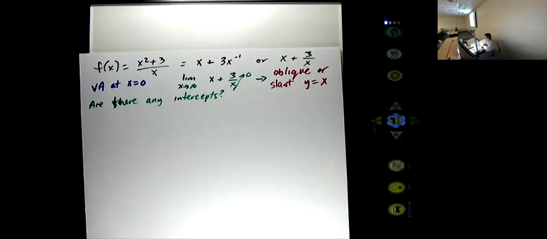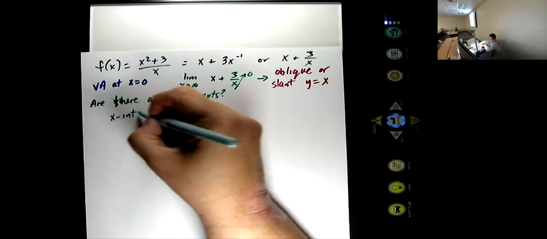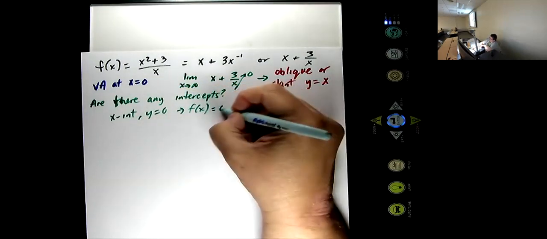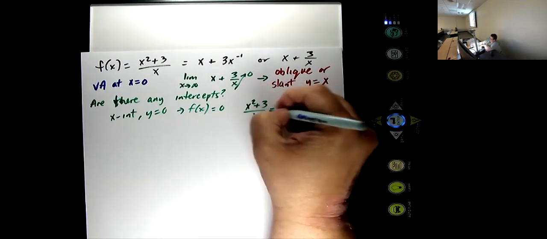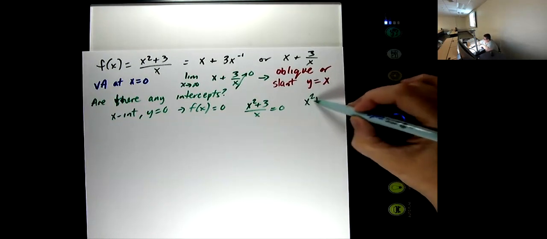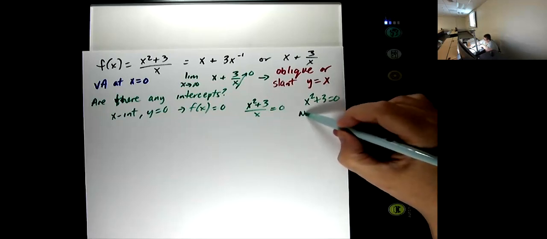What about x-intercepts? How do we find the x-intercepts? Set equal to 0. X-intercepts are when y equals 0. So f of x equals 0. So I've got (x squared plus 3) over x equals 0. It can only be 0 when the top equals 0, but it looks like we're going to get complex solutions there. So there are no real zeros either.